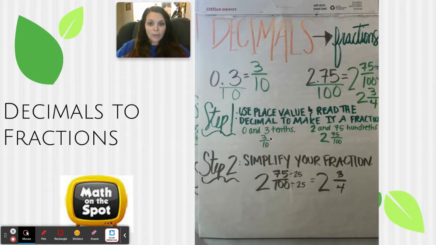So the first thing I want to make sure you know is step 1. You can do one of two things. You can use place value and just read the decimal. So 0 and 3/10, I know that's going to be 3 over 10. Or 2 and 75 100ths, so I know that's going to be 2 and 75 over 100. Or I can use that little trick that I showed you where I drop a 1 down underneath the decimal point and then fill in with zeros to figure out what my place value is, and that's going to be my new denominator. Step 2, always simplify.